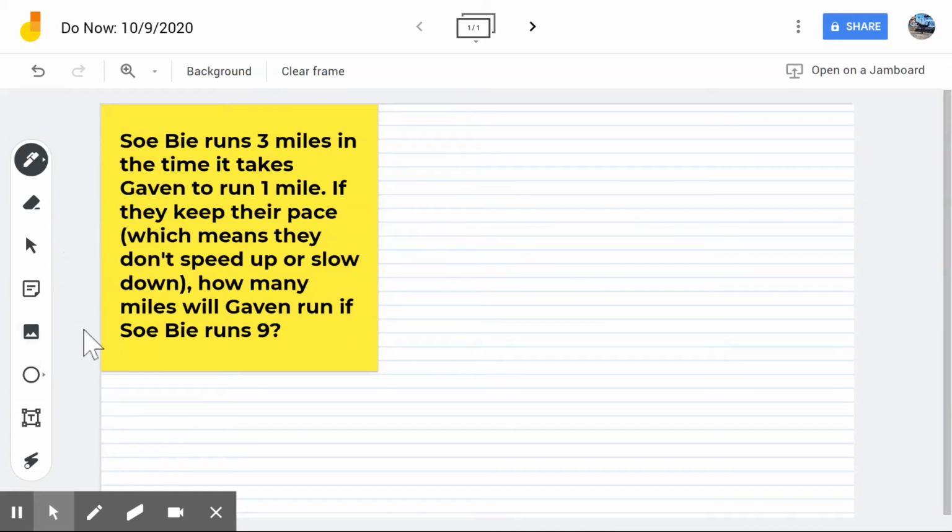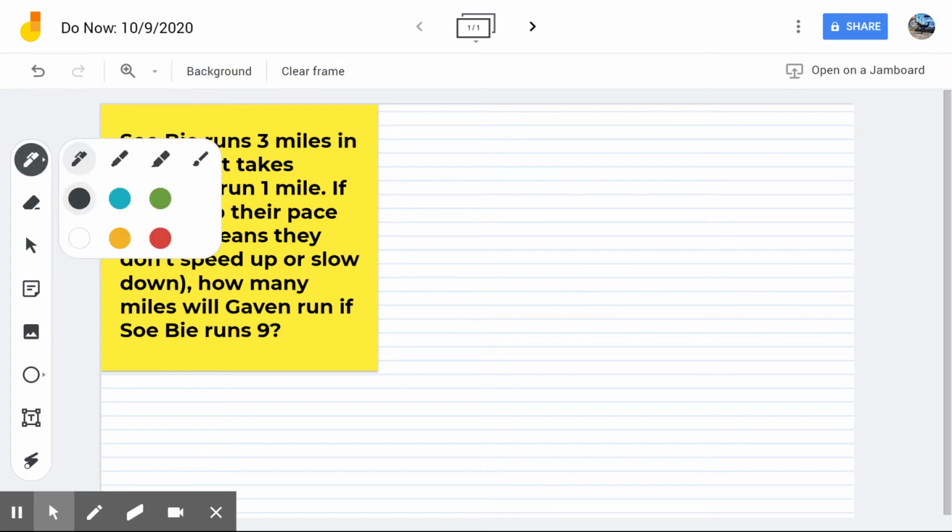Sobai runs 3 miles in the time it takes Gavin to run 1 mile. If they keep their pace, which means they don't speed up or slow down, how many miles will Gavin run if Sobai runs 9? Several of you got this right, and others did not.